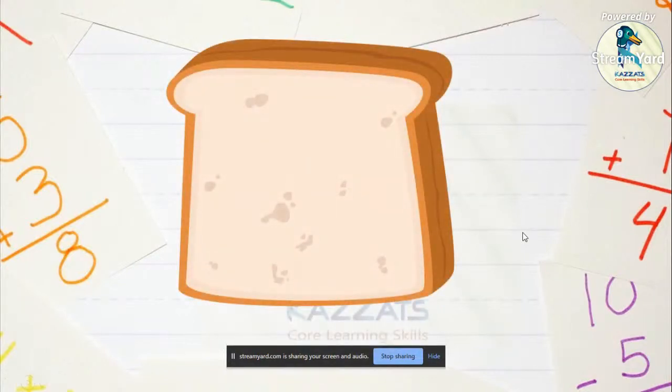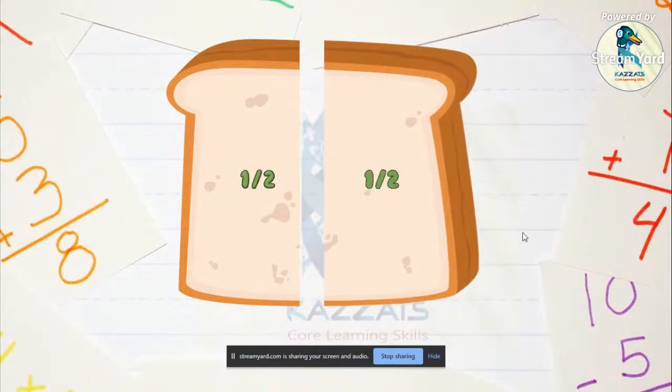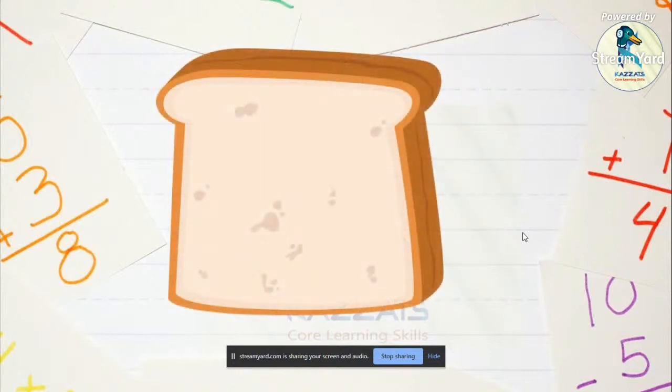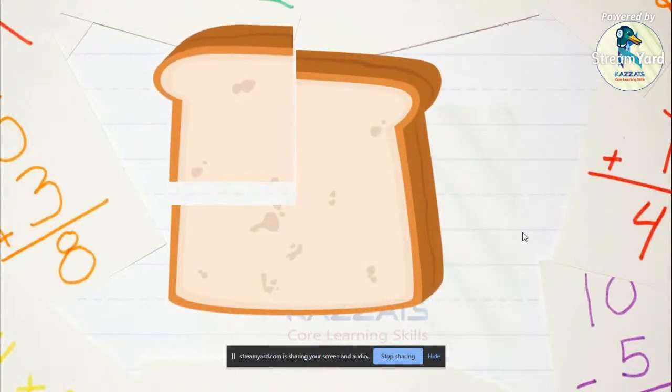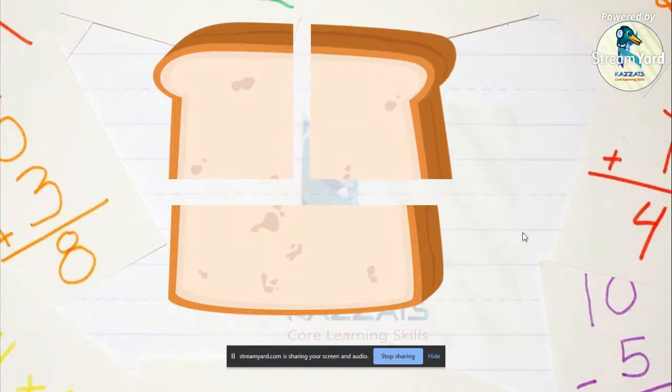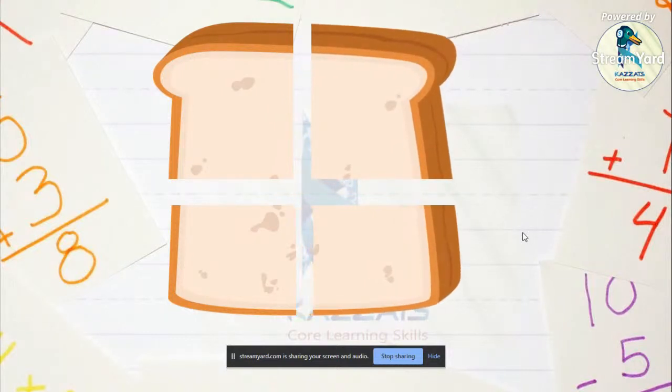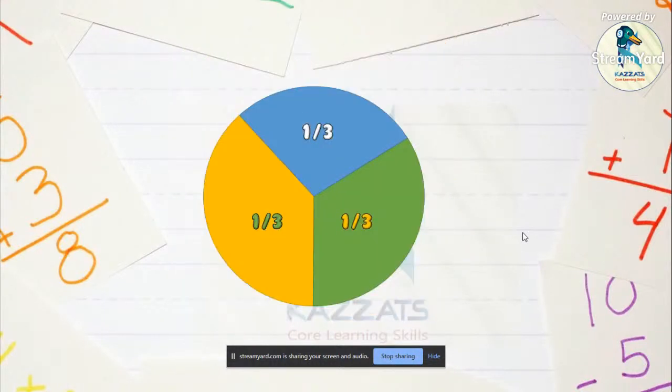Let's take another example. This is a whole slice. When we divide it into 2 parts, each part is called a half. Normally, you cut your slices either in rectangle form or in triangle form and put them in your lunchbox. If they are equal, they are the halves. It's another example. We are dividing the same piece into 4 equal parts and each part is called 1 over 4. Now let's come to 1 over 3.